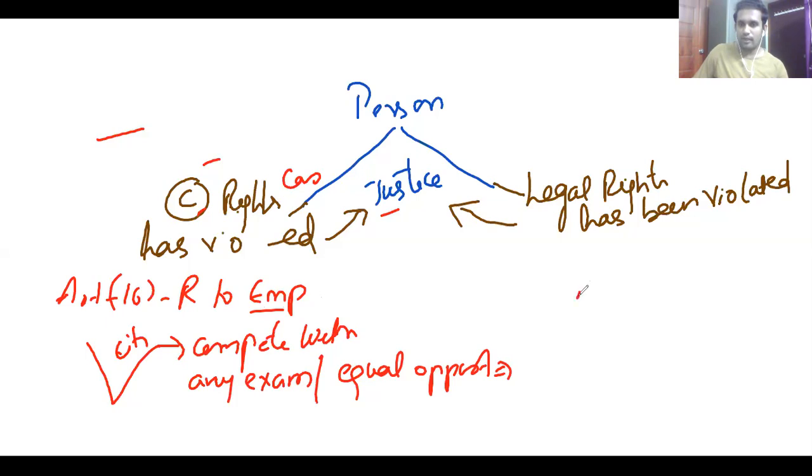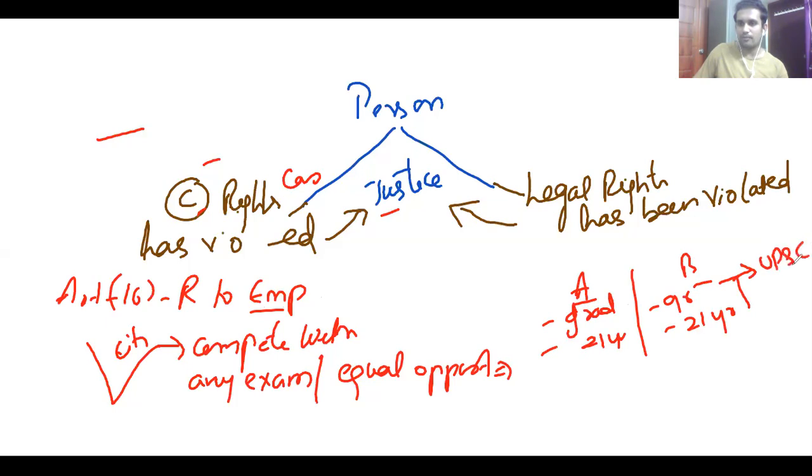Now we have A and B. A and B both are graduates. A is 21 years old, and B is also 21 years old. Both are now eligible to write UPSC. A applied on the website, B applied on the website. A got the hall ticket, B did not get the hall ticket. B asks: what is the ground? Why did I not get the hall ticket? Because I am also a graduate. I fulfill the eligibility conditions of your notification.